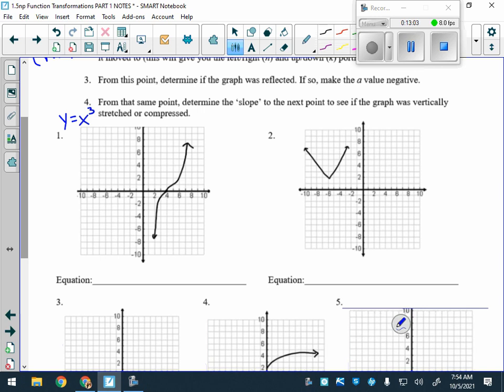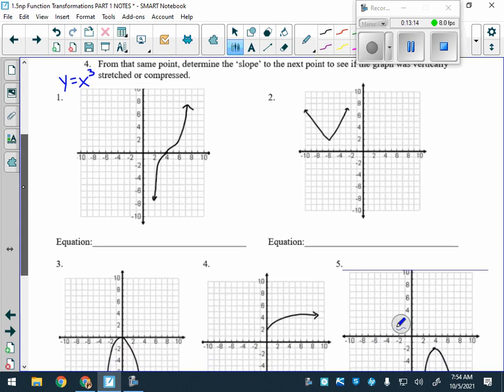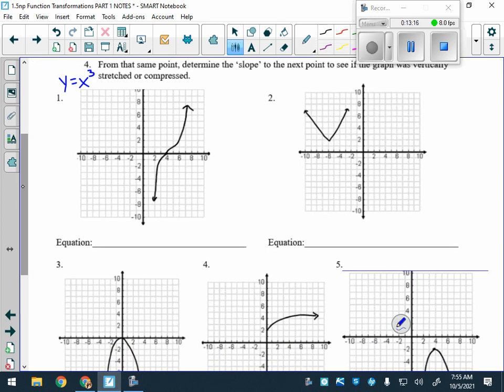Tyler. Would this have a vertex? Vertex is the lowest or highest point. So this one would have what? Emily? Point of inflection, which is our H, K, which is where? Okay, 4, 0.